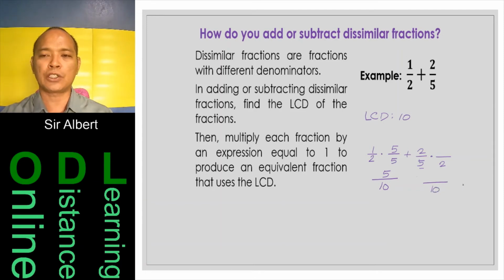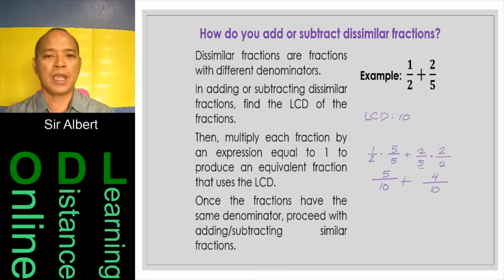Multiplying the denominator by 2, then that means that we also have to multiply the numerator by 2. Notice that 2 over 2 is a fraction that's equal to 1, and this is our expression equal to 1 that would convert 2/5 to its equivalent fraction of 4 over 10. Note now that with 5/10 and 4/10, we are now going to work with similar fractions.